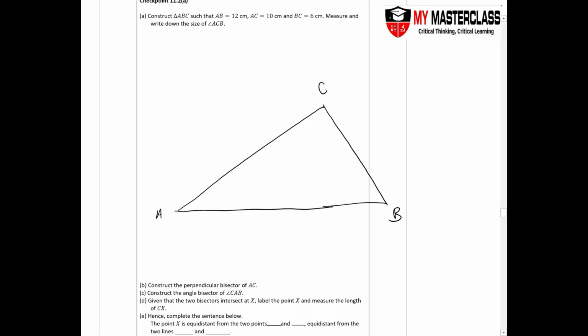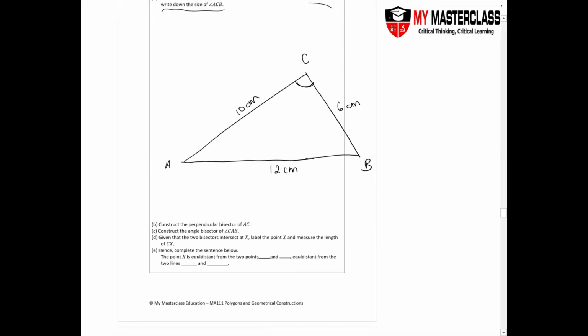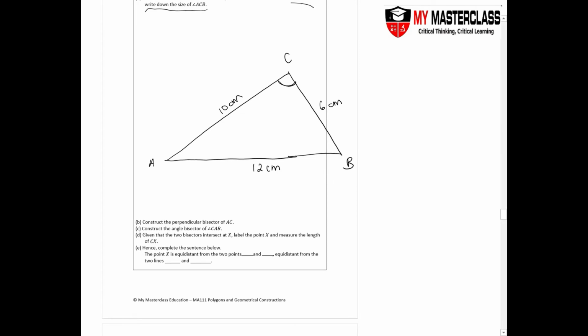So now, what is the key thing that you need to look out for? Always learn how to label. What do I mean by label? Label this as 12 cm, label this as 10 cm and label this as 6 cm. So now what do you do? Use your protractor, measure and write down the size of ACB over here. Once you are done, they are asking you to construct the perpendicular bisector of AC.